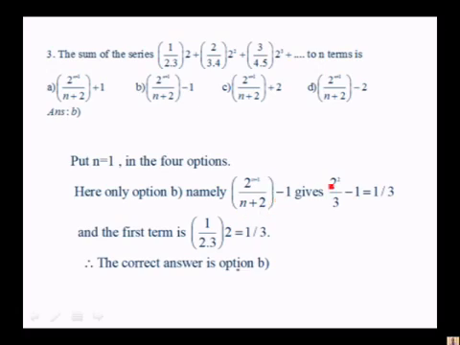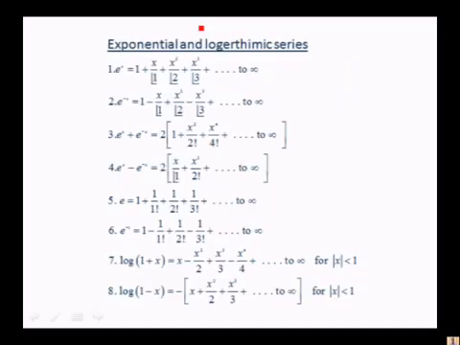You find that in option B, you get 2 to the power of n plus 1 over n plus 2 minus 1 gives 2 square by 3 minus 1, that is 1 by 3. So 1 over 2 into 2 is also 1 by 3. So option B is the correct answer, because you get 1 by 3 in this one. When n is equal to 1, you get 1 by 3 here and 1 by 3 here also. So option B is the correct answer. So whenever problems with n come up, use this approach. So let us go to the exponential and logarithmic series.